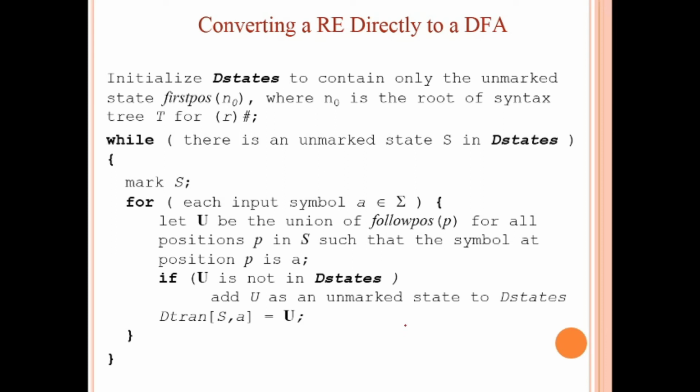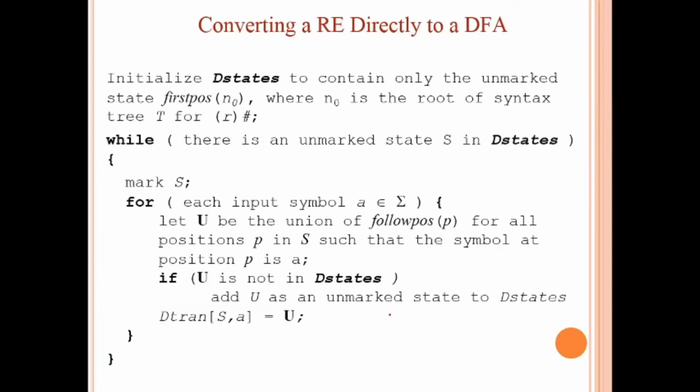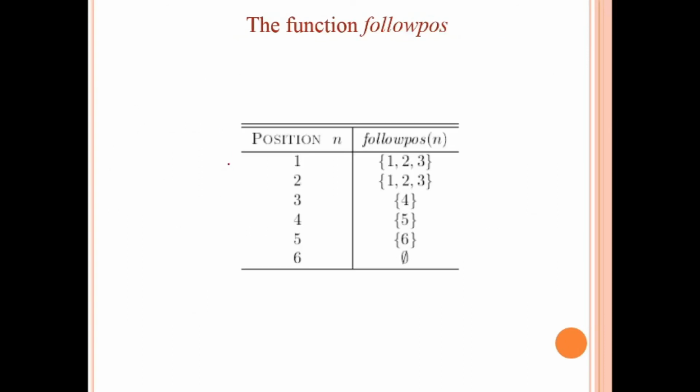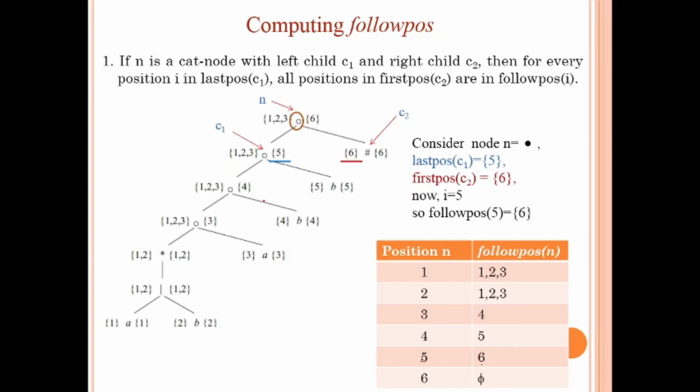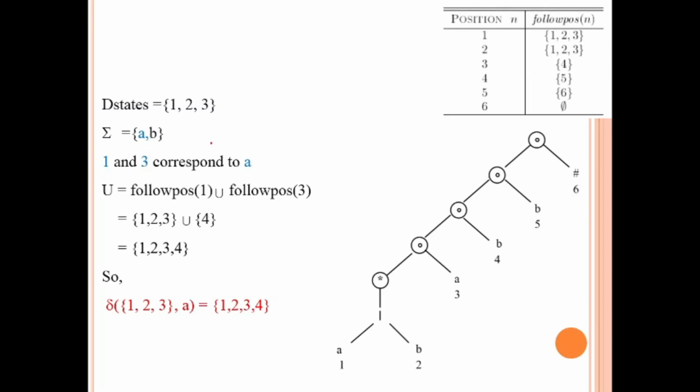Now this is the algorithm which we have already seen to convert the regular expression into a DFA. We'll have a variable called D states. We'll initialize it to the first position of n0, where n0 is the root of the syntax tree. If you go back to the syntax tree, in this case the first position of the root node is 1 2 3, so we'll take that 1 2 3 as the value of D states.